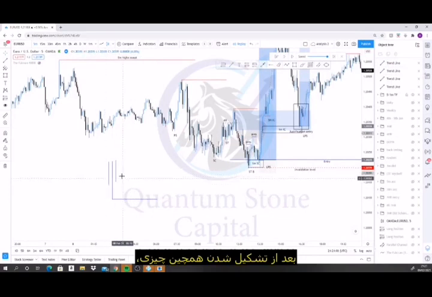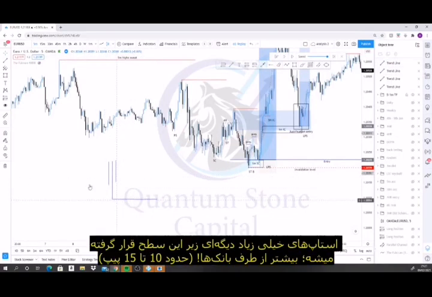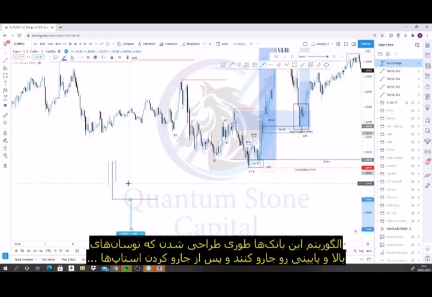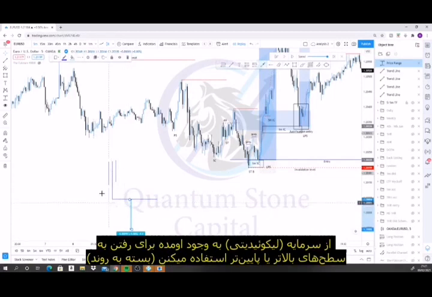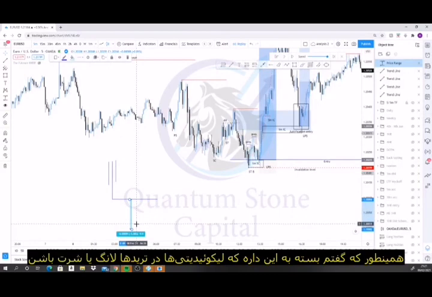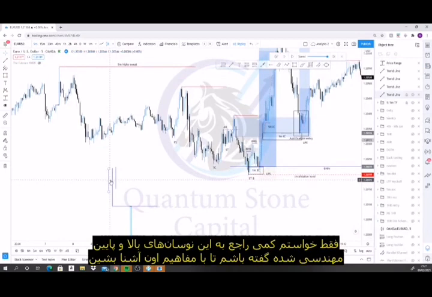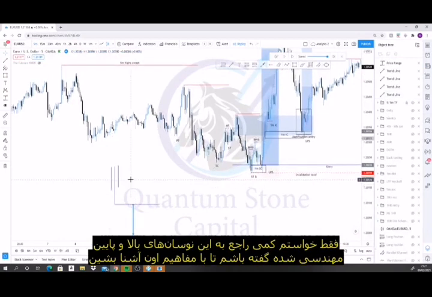So upon this formation happening, there are a lot of stops present below in this area here. This can range from 10 to 15 pips, etc. So what the bank's algorithm looks to do is sweep these stops, these engineered swing highs and lows, and upon sweeping those stops, they use that liquidity to then seek higher prices or lower prices, depending on if it's buy side liquidity we need to take out, or sell side liquidity. But yeah, that's just a bit about engineered swing highs and lows.